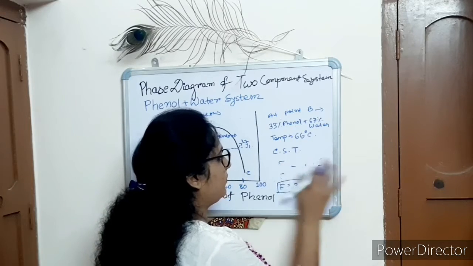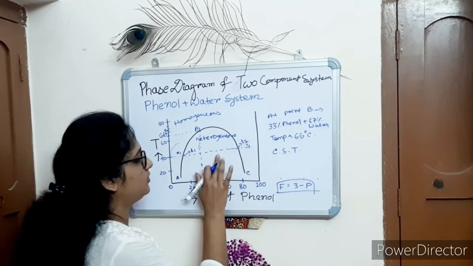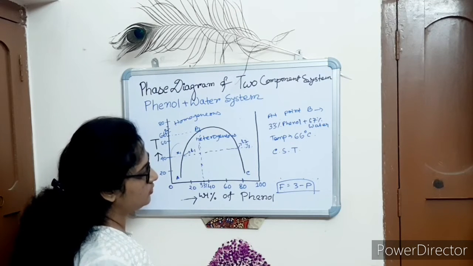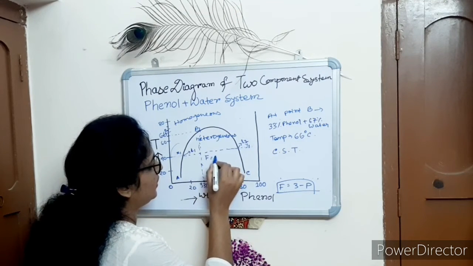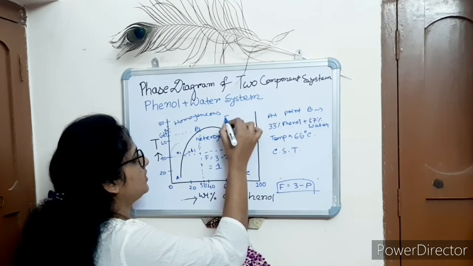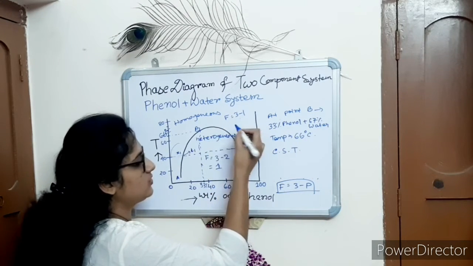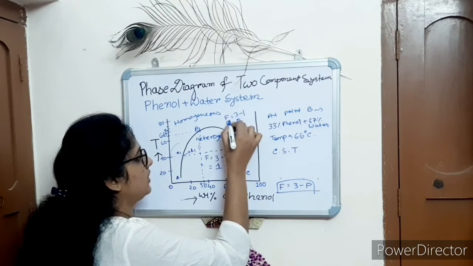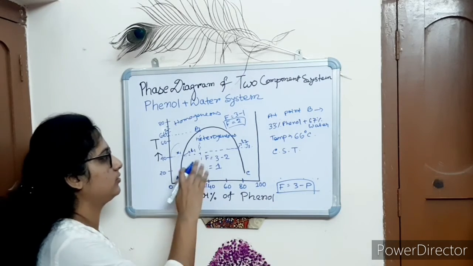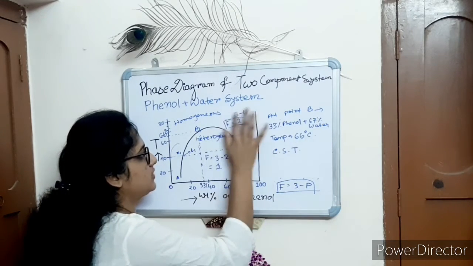So what is the degree of freedom of the different portions? For the heterogeneous region, what is the number of phases? The number of phases is equal to 2, hence F is equal to 3 minus 2, that is equal to 1. And in this homogeneous portion, what is the degree of freedom? That is 3 minus 1, since the phase is equal to 1. That's why this is a homogeneous solution, and F is equal to 2. So at the homogeneous position F is equal to 2, and for the heterogeneous position F is equal to 1.